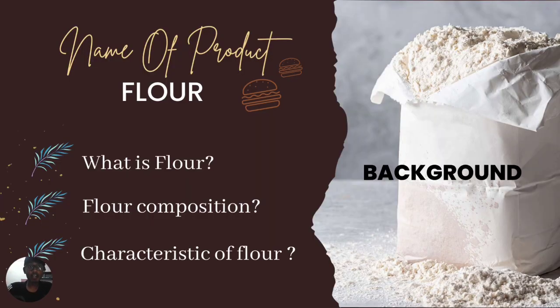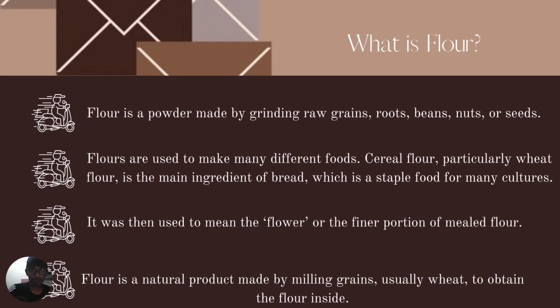First of all, I would like to introduce our product, which is flour, and I will explain to you what flour is. Flour is a powder made by grinding raw grains, beans, roots, nuts, or seeds. Our flour is a natural product made by milling grains, usually wheat, to obtain the flour inside.